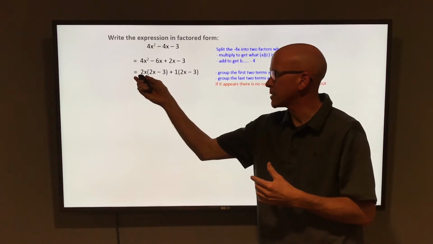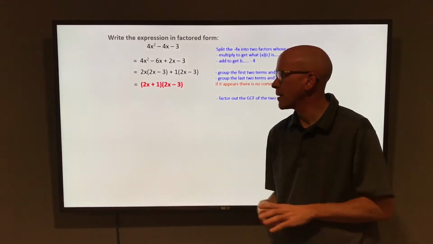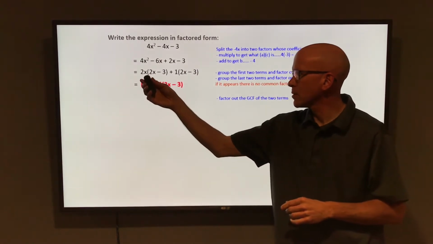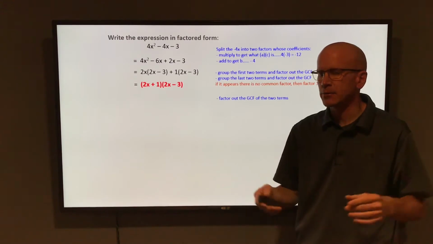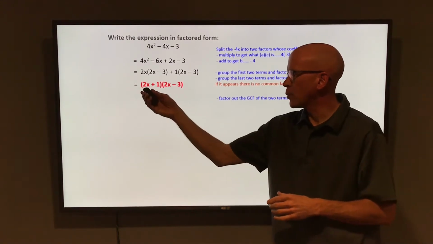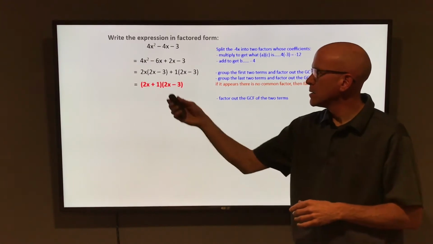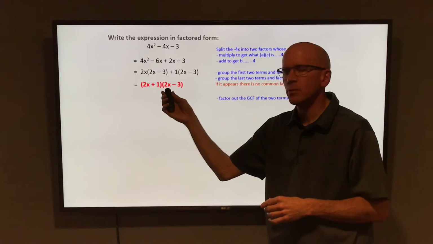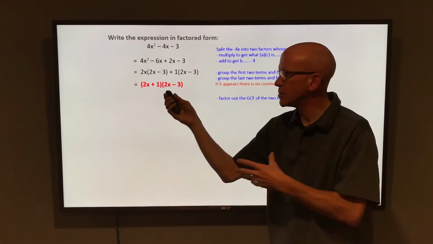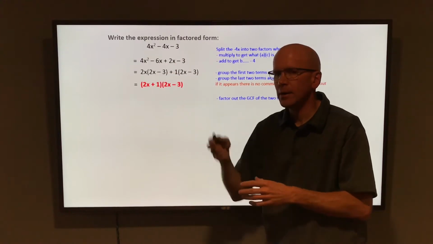You're going to be left with this 2x plus 1. So factor 2x minus 3 out of those two terms, you're going to be left with this 2x plus 1, and that creates the two binomials that this factors into. Again, it doesn't matter what order these are in. Multiplication, you can move it around, doesn't change the outcome. So this 4x squared minus 4x minus 3 factors into 2x plus 1 times 2x minus 3. You can check that with the FOIL method, distributive property, multiply those back together. You will get what you started with.